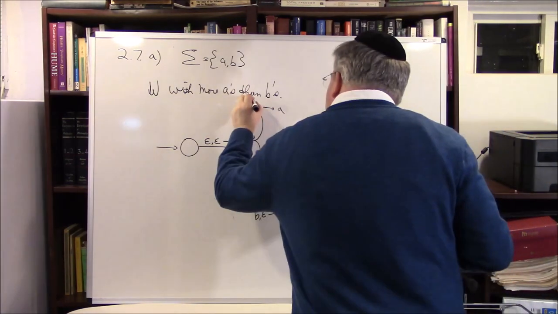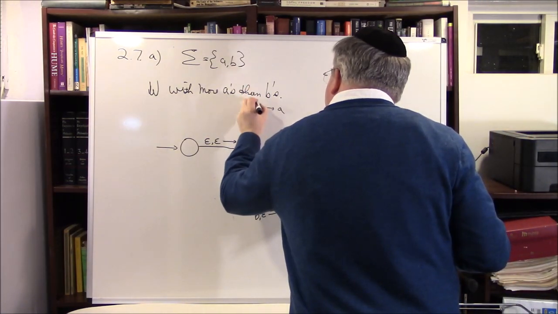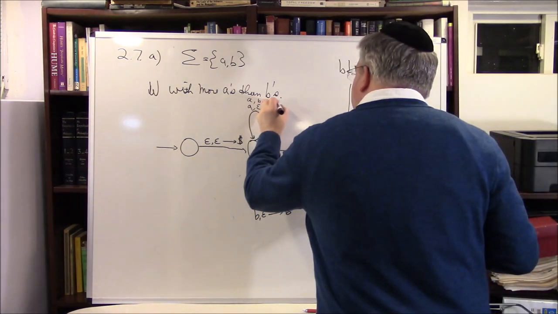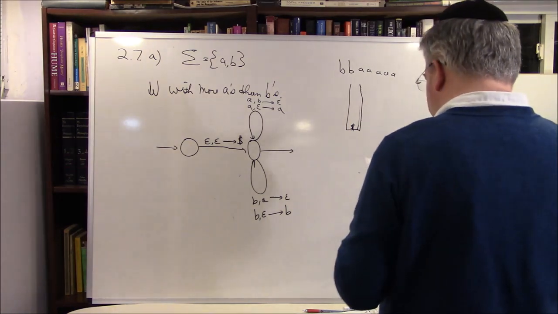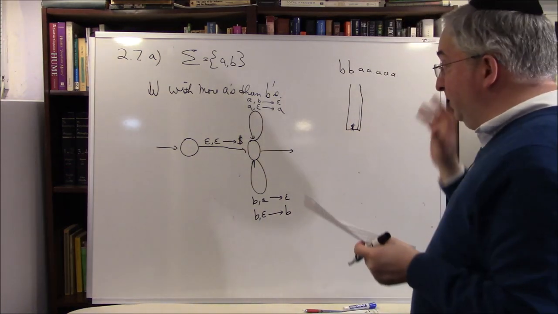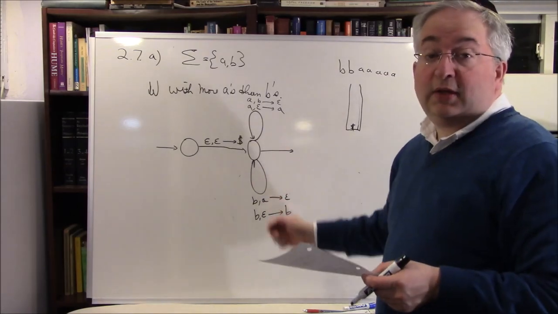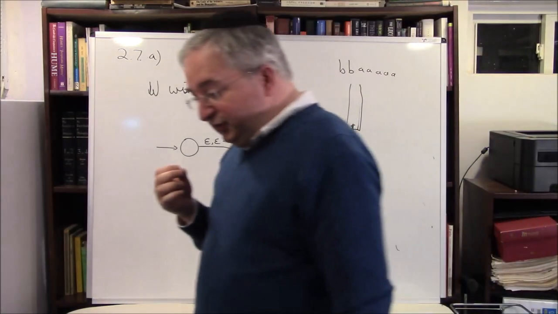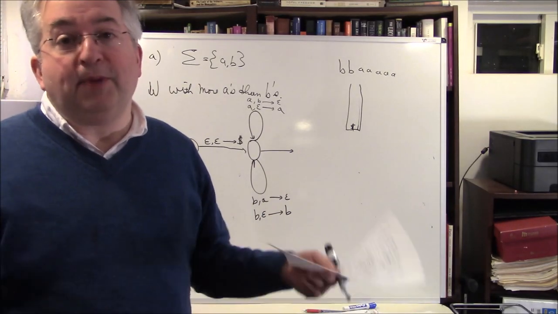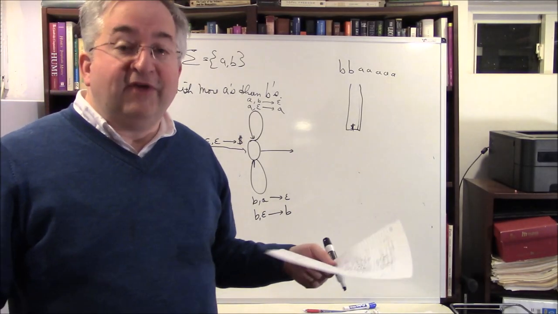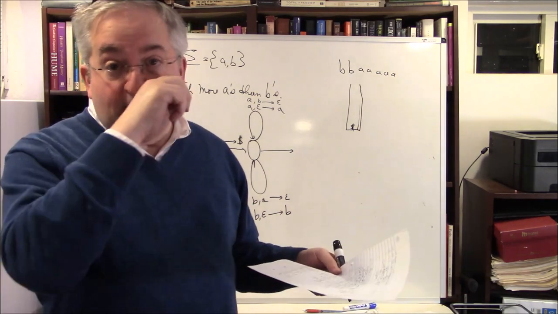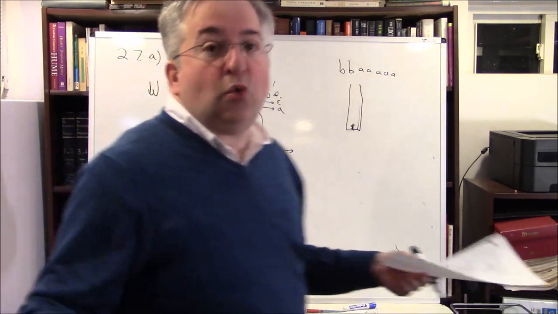But also, what happens when I see an A and there's a B on the stack? Well, I want to pop it off. Now you have a problem here. The problem is you don't know which one to do. This is where non-determinism is. Non-determinism says you try every possibility. And if any one of them leads you to an accepting state with an empty stack, then you accept it.